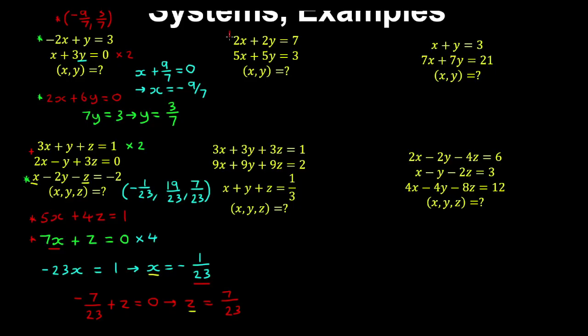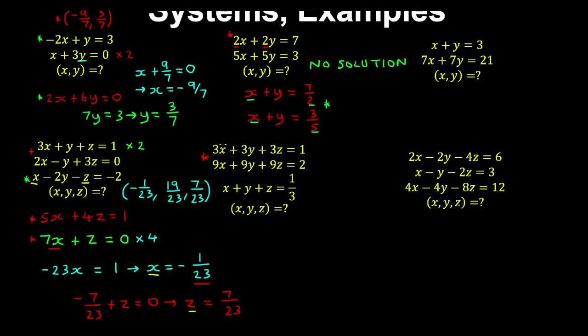Now for this linear system over here, we can see that the ratio of coefficients of x and y between both equations is the same. So if we divide the first equation by 2, we get x plus y is 7 on 2. And dividing the second equation by 5, we get x plus y is 3 on 5. So we can see that these are the equations of a line with the same slope but a different y-intercept. So the lines are parallel, and therefore we have no solution.